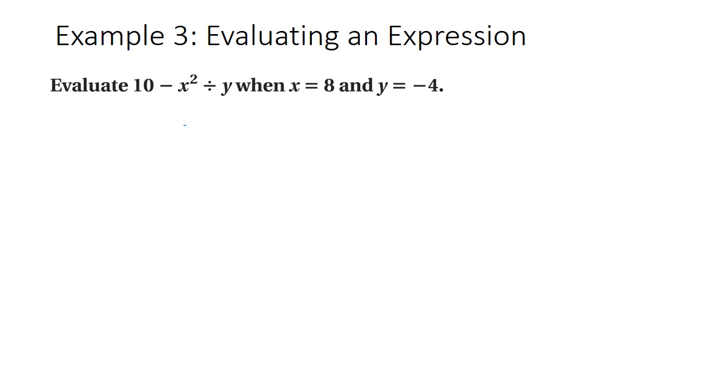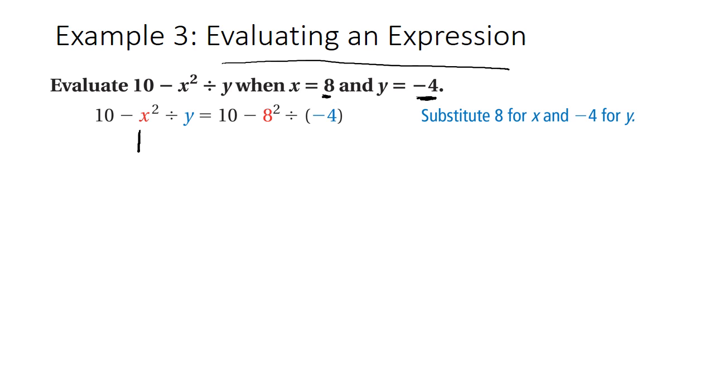So for our third example here, we're going to be evaluating an expression. So the expression we're going to be working with is going to be 10 minus x squared divided by y, when x is equal to 8 and when y is equal to negative 4. So we first want to copy down our expression. So we want to go 10 minus x squared divided by y.